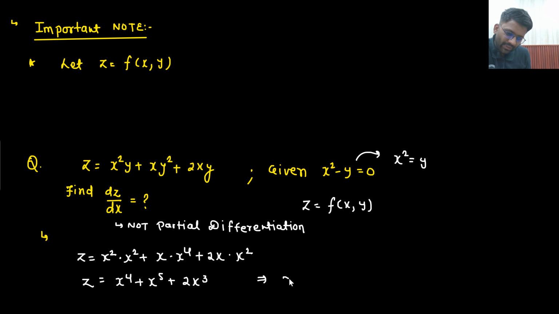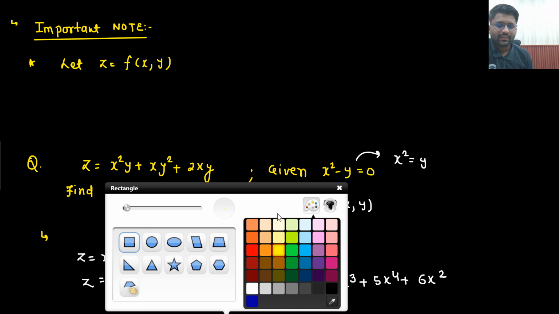So what is the answer of dz by dx? Sir, dz by dx is coming out to be 4x to the power 3 plus 5x to the power 4 plus 6x to the power 2. There you go. Sir, this is the answer.